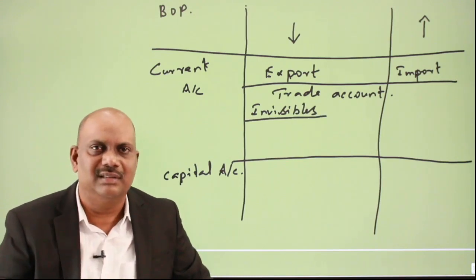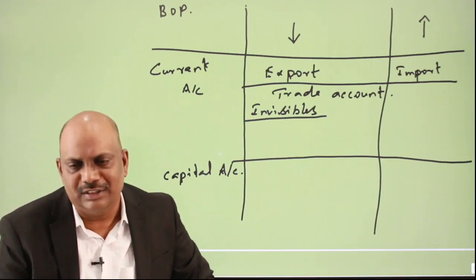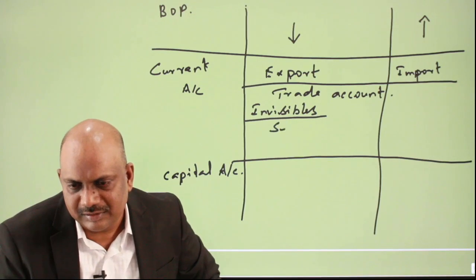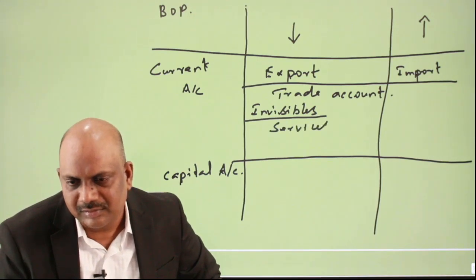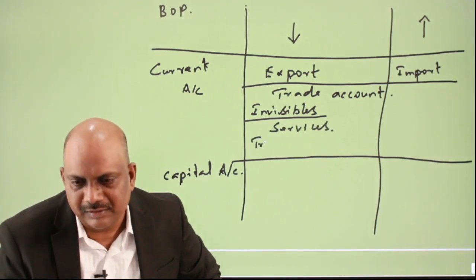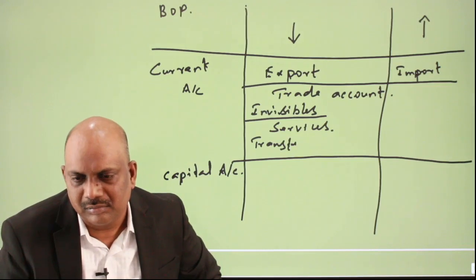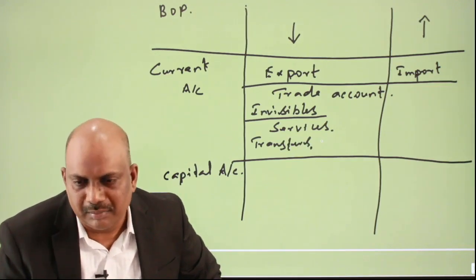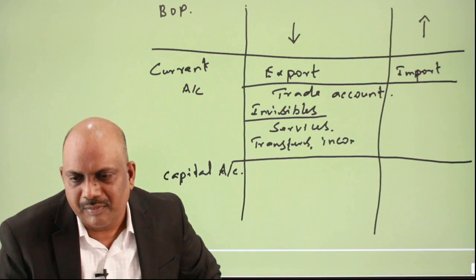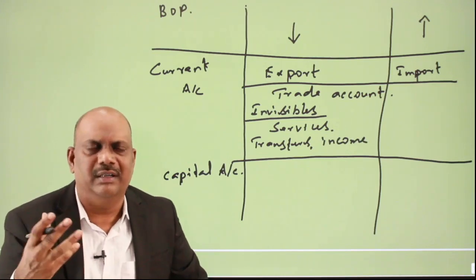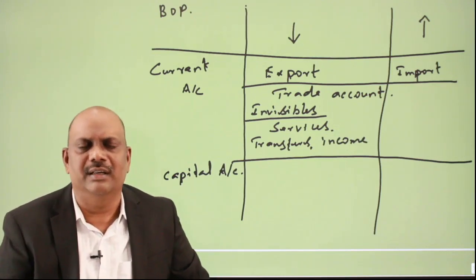Invisibles. These invisibles include services, private transfers, income from our investments, income from our offices outside the country, etc.